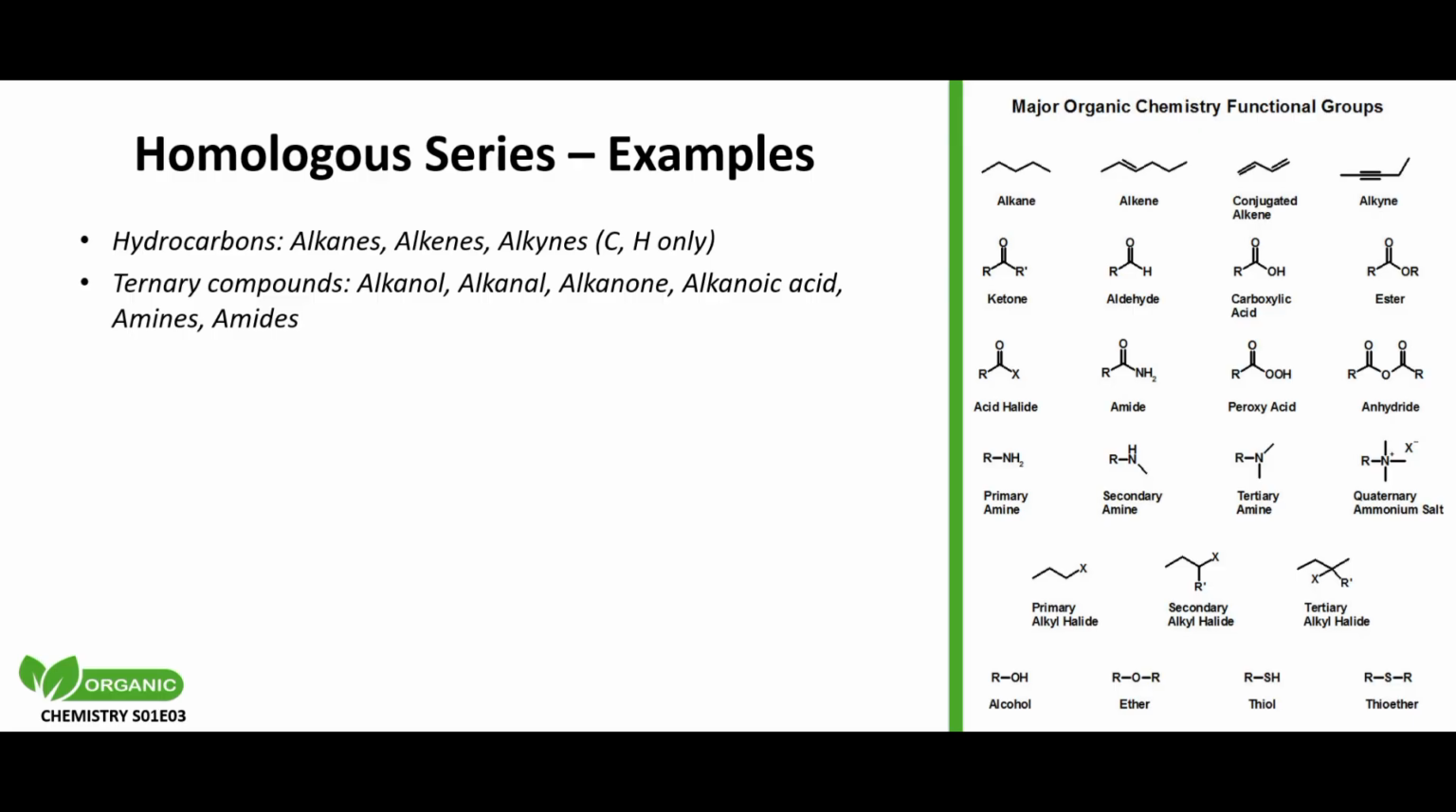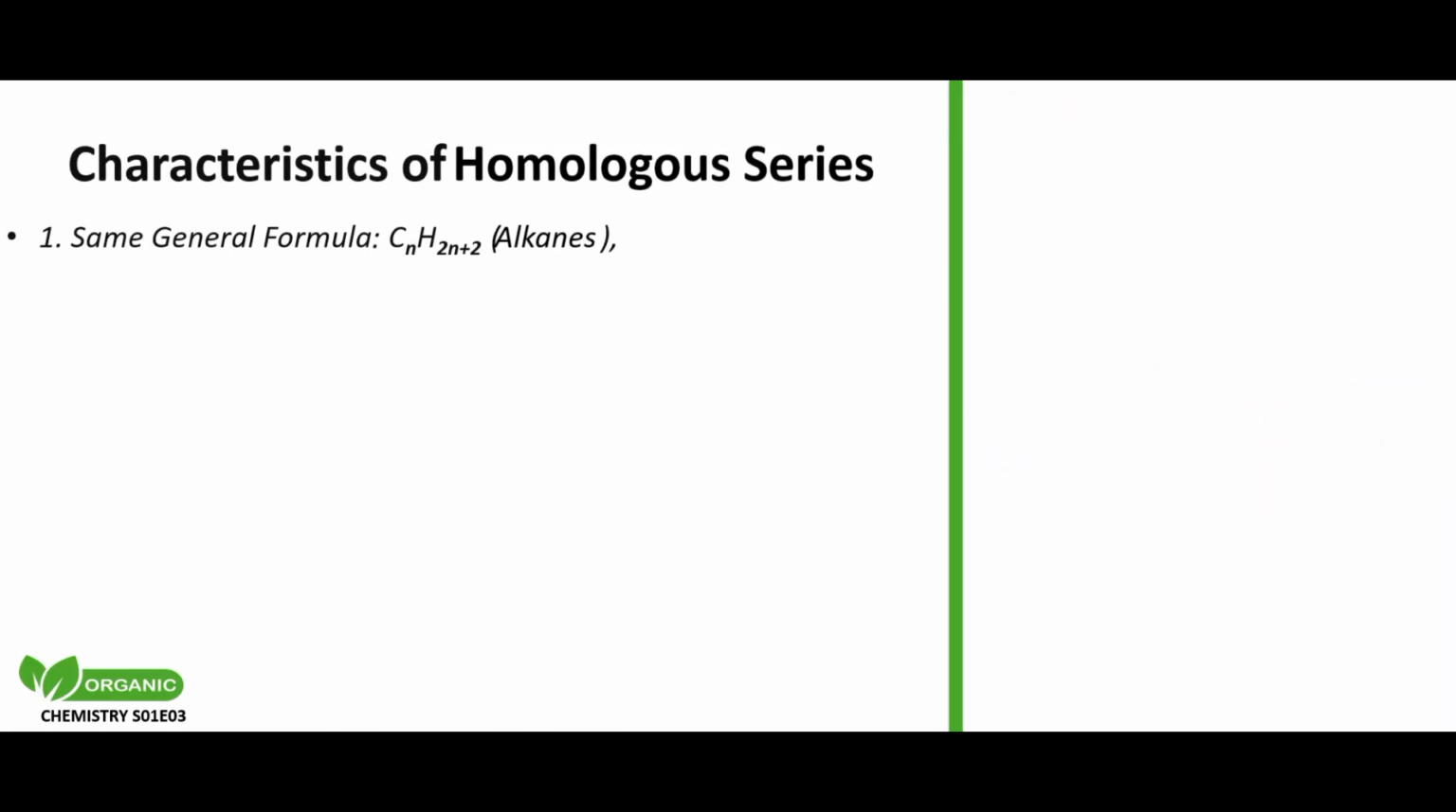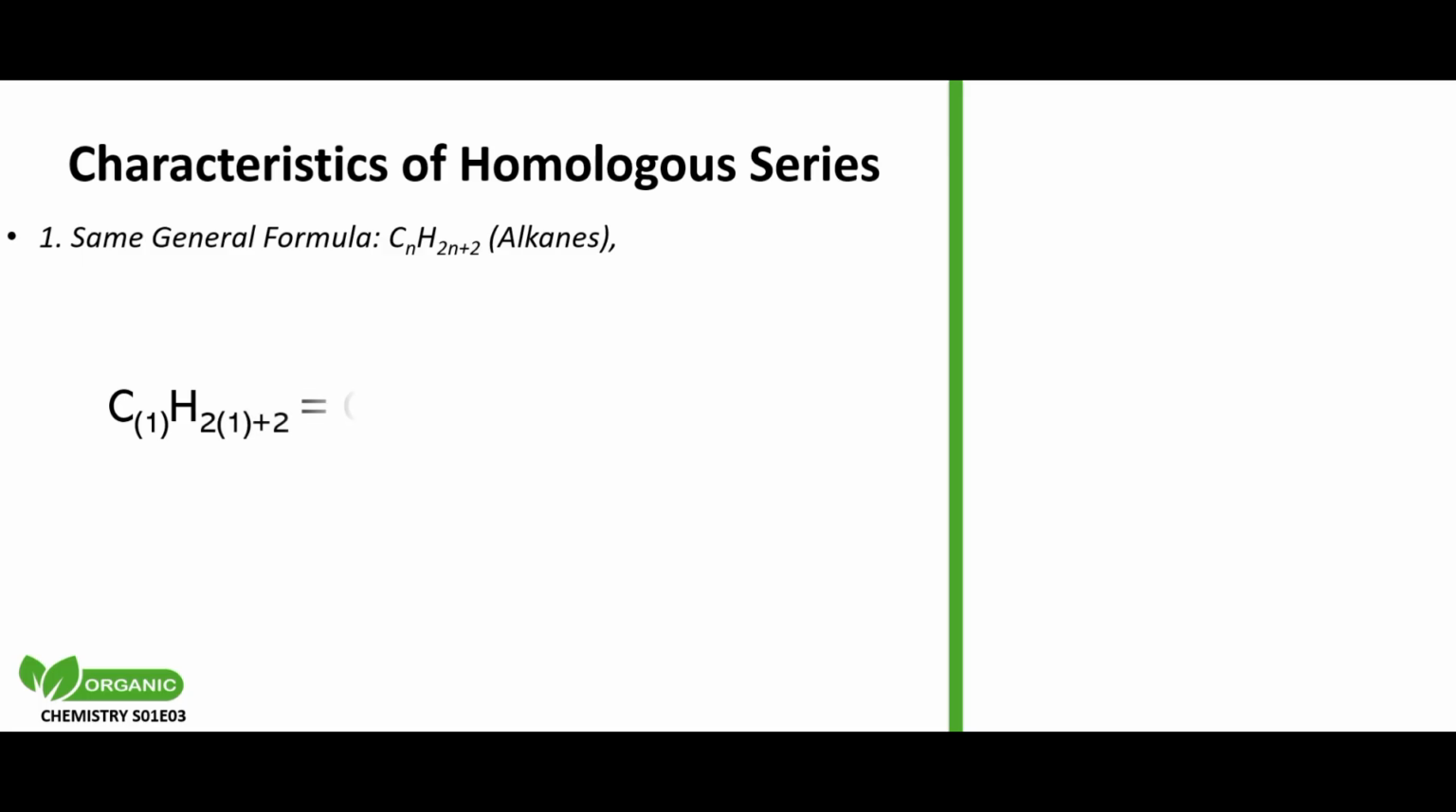Their characteristics. Characteristics of a homologous series in organic chemistry include: 1. Same general formula. All members of a homologous series share the same general molecular formula. For example, alkanes follow the formula CnH2n+2. Methane consists of one carbon atom per molecule. This means n is equal to 1. We have 1 times 1 for carbon but 2 times 1 plus 2 for hydrogen.